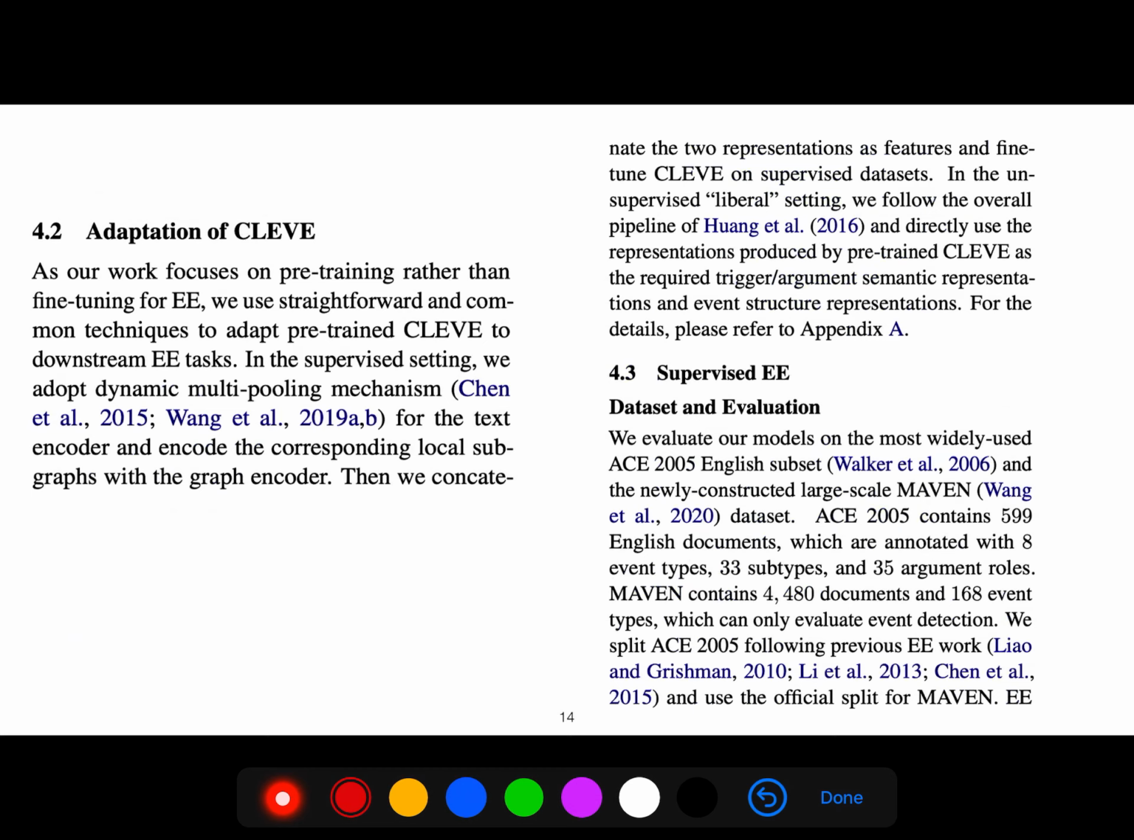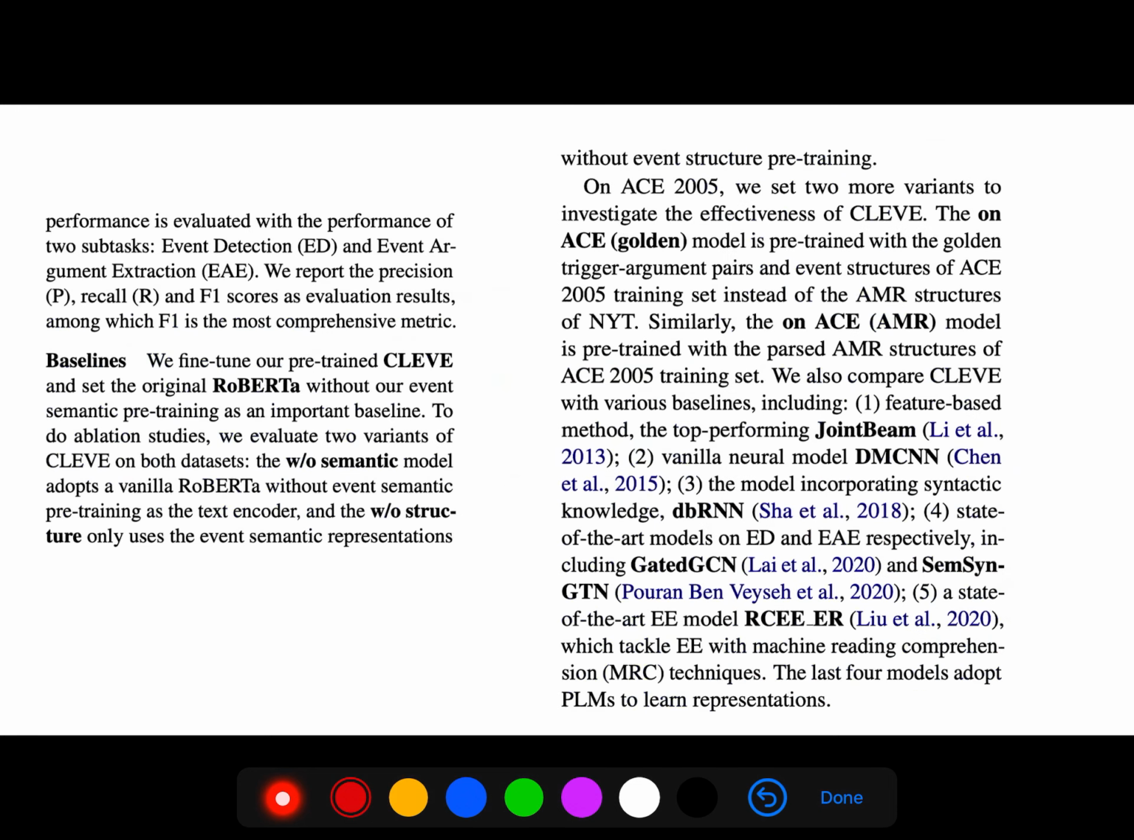So in the supervised setting, they adopt dynamic multi-pooling mechanism for the text encoder. And the dataset is just this popular ACE 2005 dataset because it contains 599 documents and 33 event types, 35 argument roles. For the baseline, as I said, they need a text encoder to initialize the graph neural network. So the text encoder is using this model, RoBERTa.